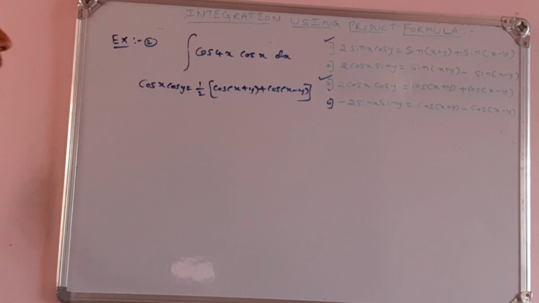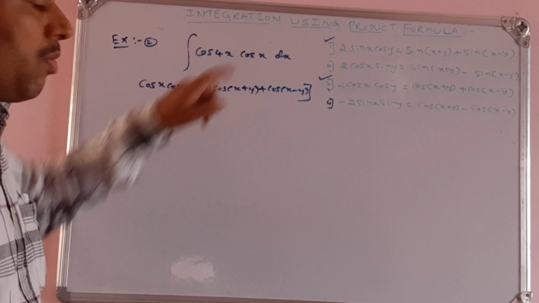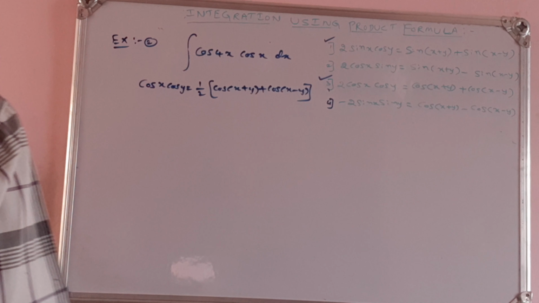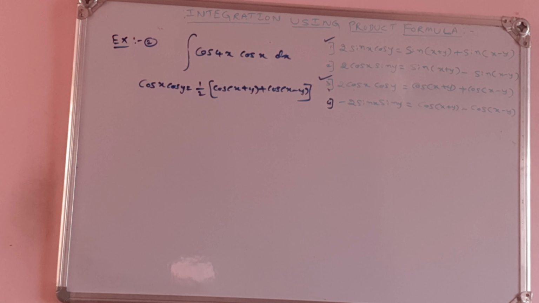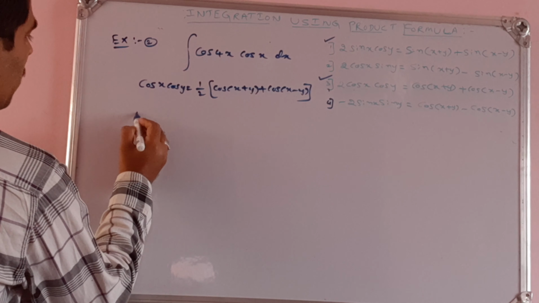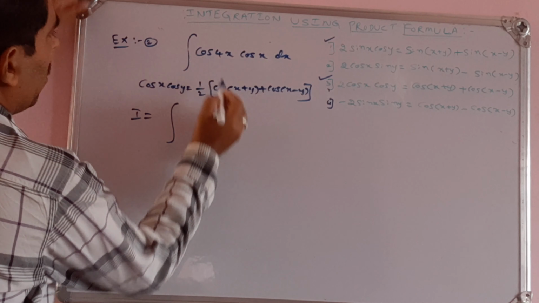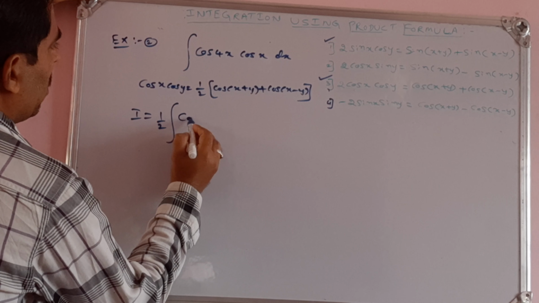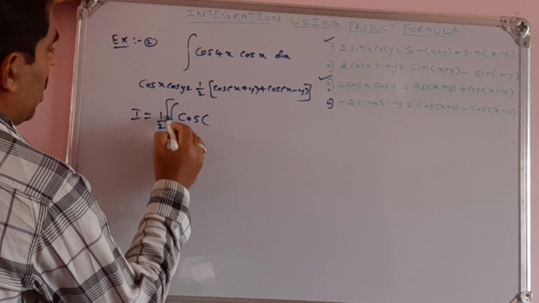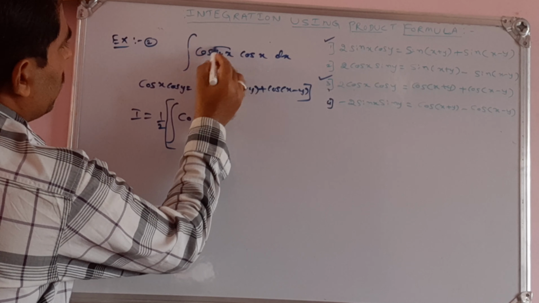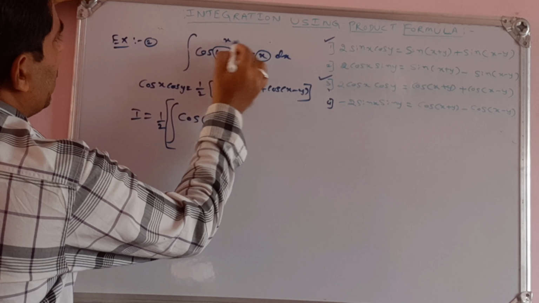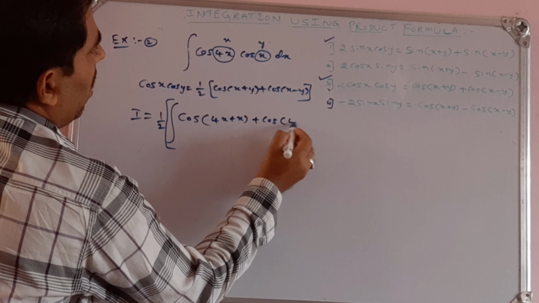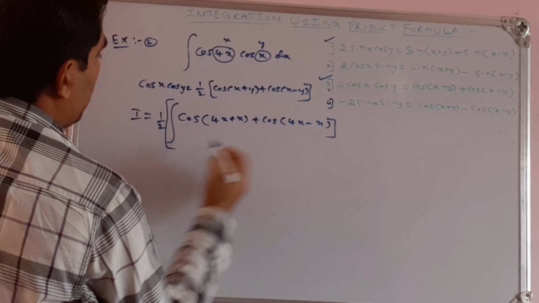Okay, this third one, we can use the third result. This is the product of cos and cos. So we can use this formula. Now I will write this half outside. Observe this carefully. You treat this as the first angle, this is the second angle, this is x and this is y. So cos of 4x plus x plus cos of 4x minus x, that's it.